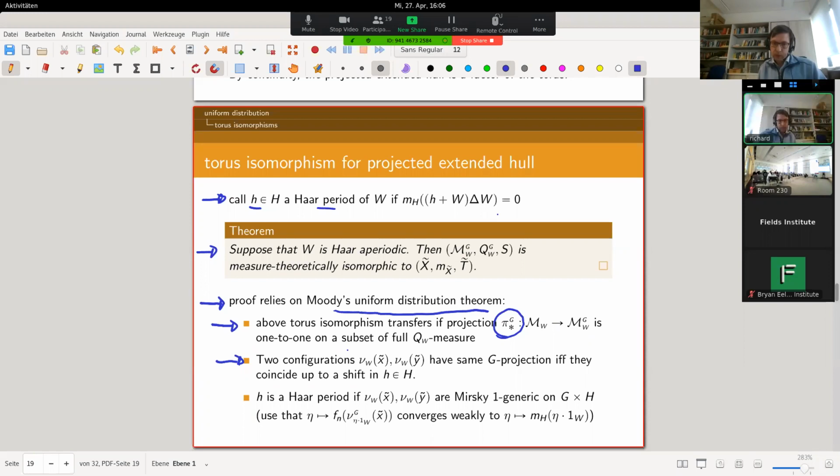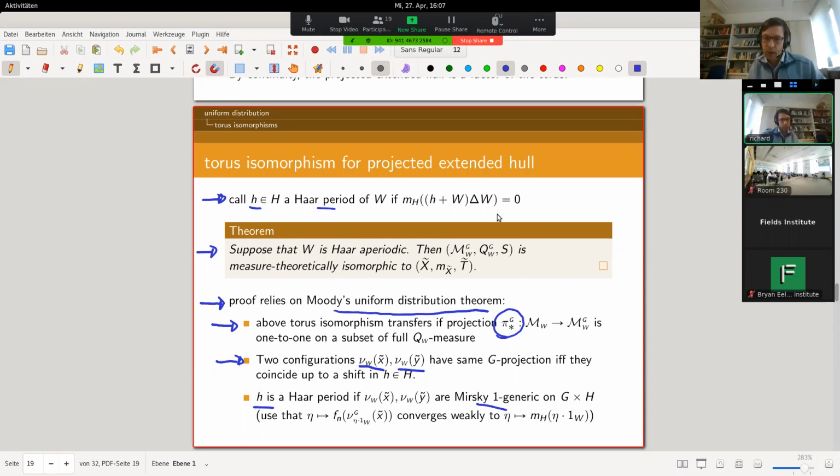And so what turns out is if you have two configurations in superspace and they have the same projection, this means that they have to coincide up to a shift in H. Okay, and now if you somehow can conclude that the shift has to be zero, you are done. And this is actually what happens if you take Mirsky 1 generic configurations. Then H is a H period, and in this case, if you assume aperiodicity, you are done.